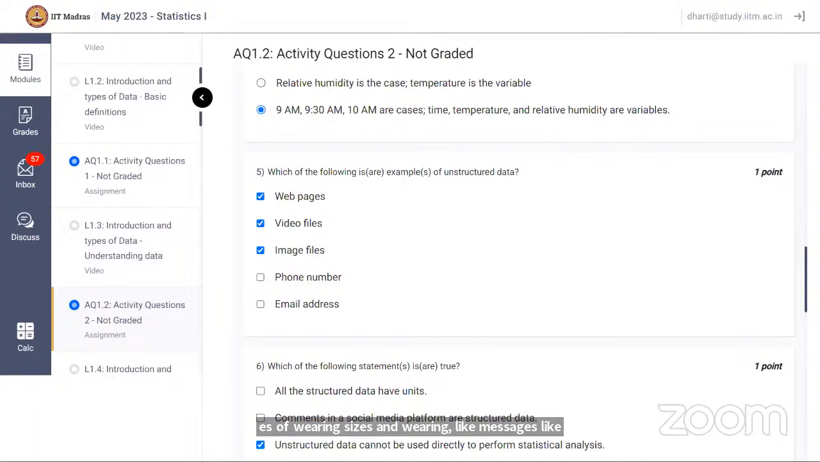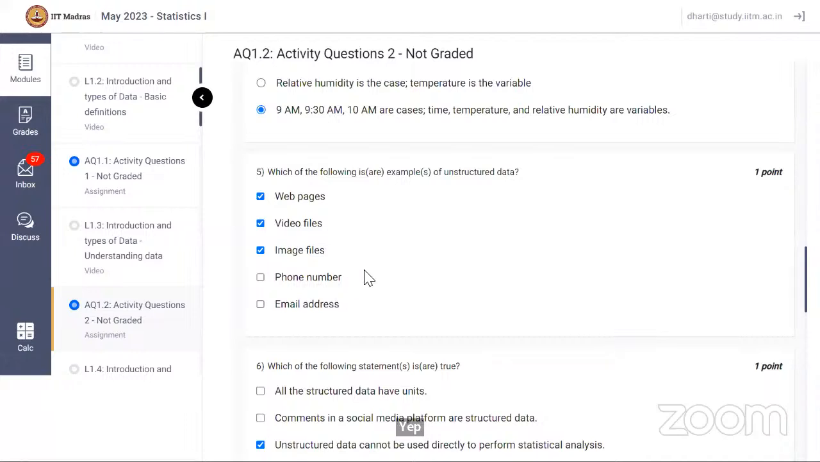Similarly, email messages are unstructured data, but the email address is structured. Similarly, web files can contain anything, but if you talk about the web page URL address, it is structured. I hope it helps.